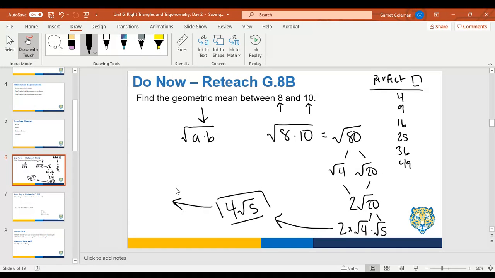We can also make this a decimal, so we can put it into Desmos, and it'll tell us what it is. 4 radical 5 is the same thing as about 8.9. So all of these, radical 80 is the same as 4 radical 5, and that's the same as 8.9.